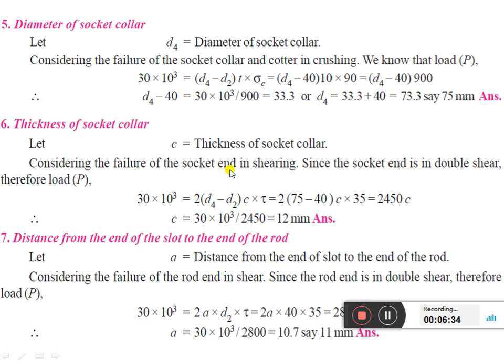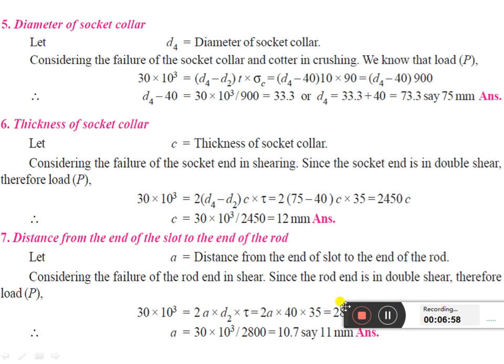Then step 6, thickness of socket collar, that is c, considering the failure of socket end in shearing. So P equal to 2 into d4 minus d2 into c into tau. Substitute the values of d4, d2 and P, and find out the value of c, which is equal to 12 mm.